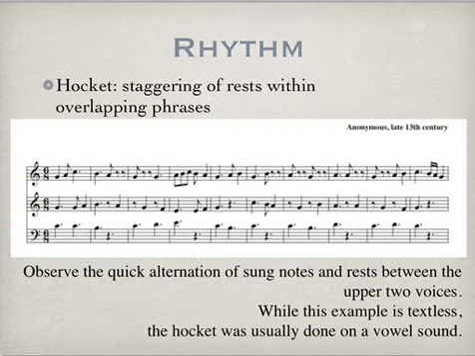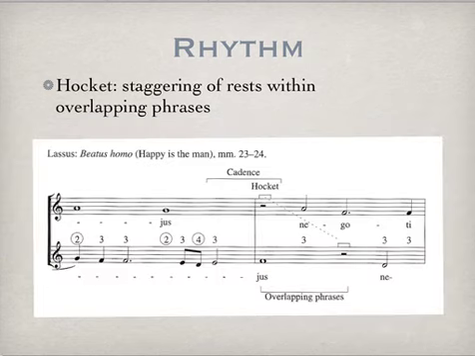A single melody may be shared by two or more voices. The hocket happens when one voice rests while the other voice sings the next melodic note. So in this example, notice that voices 1 and 2, the top two voices, trade off a lot. And if you can imagine them in your head or play them at the piano, you'll see that it sounds like a single melody, even though the two voices are sharing that melody.